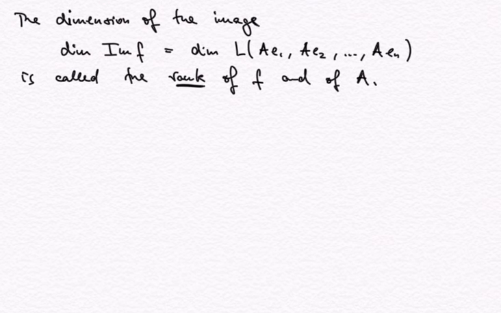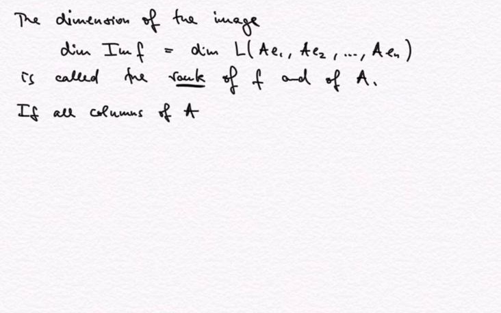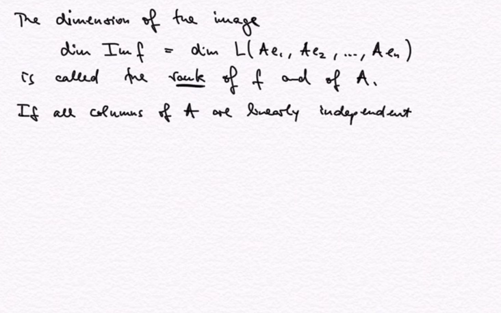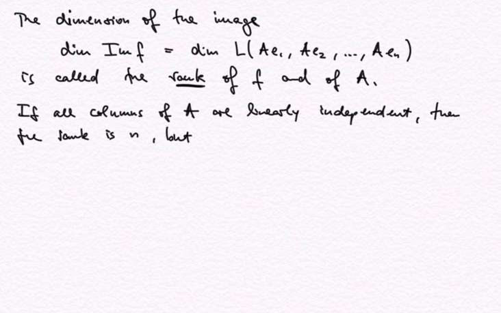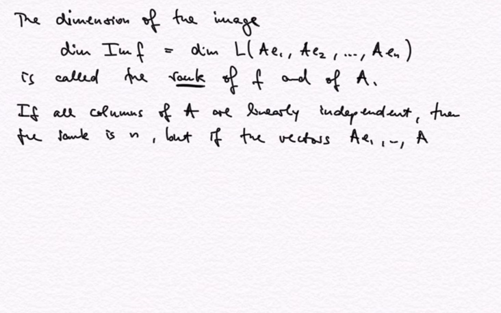Let me write this down what I just said. So if all columns of A are linearly independent, then the rank is n, but if the vectors A e_1 through A e_n are linearly dependent.